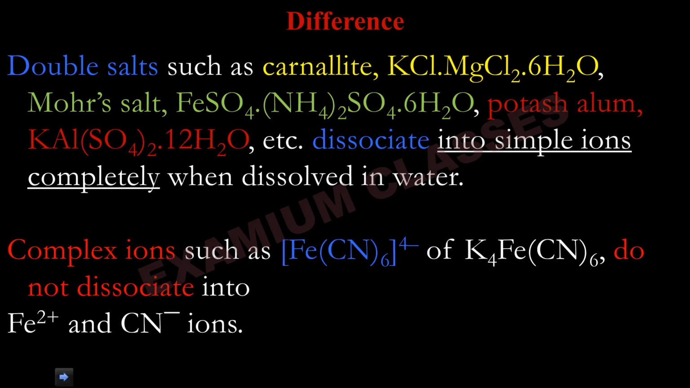Complex ions such as [Fe(CN)6]4-, or K4[Fe(CN)6], do not dissociate into Fe2+ and CN-. They will not get dissociated.